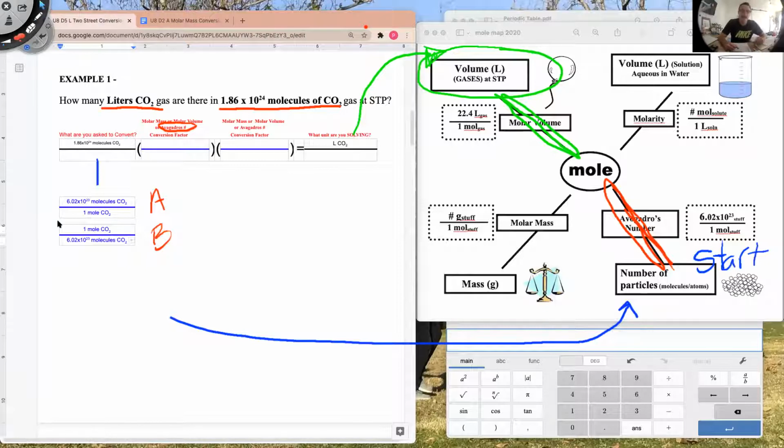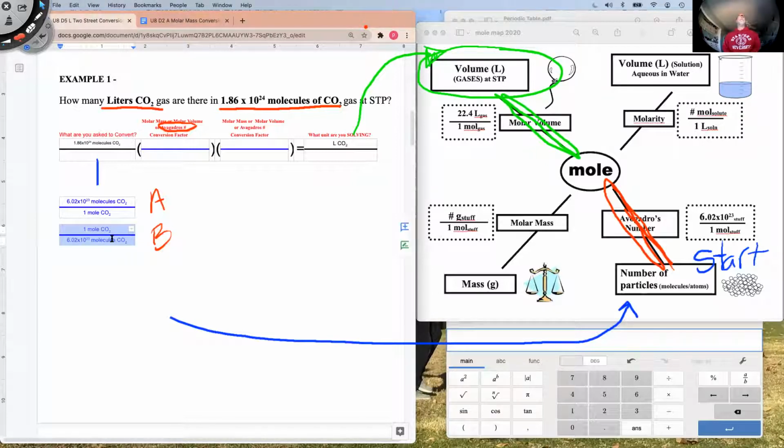Okay. So I remember that since we're converting molecules, we need to cancel out molecules in the conversion factor. So molecules has to go on the bottom of the conversion factor, so it has to be B. That's absolutely correct. It is B. The purpose of this is so that the word molecules of CO2 cancels with the word molecules of CO2. And now we're at moles of CO2.